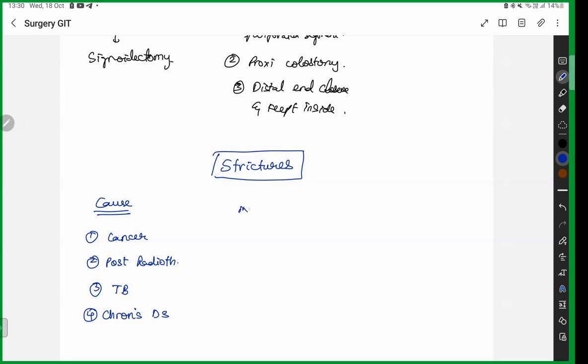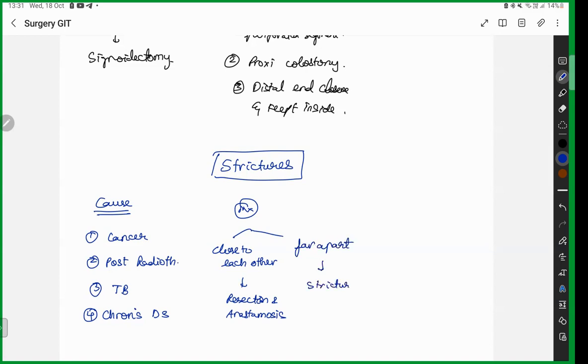What is going to be the management, guys? Management is going to be, strictures are of 2 types. If they are close to each other, then this is going to be resection and anastomosis. And what is the second thing? When they are far apart, it is going to be strictureplasty. This is very important.